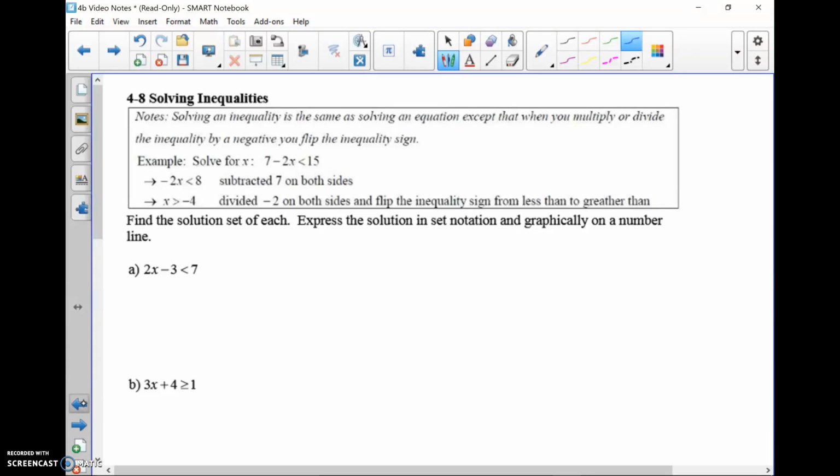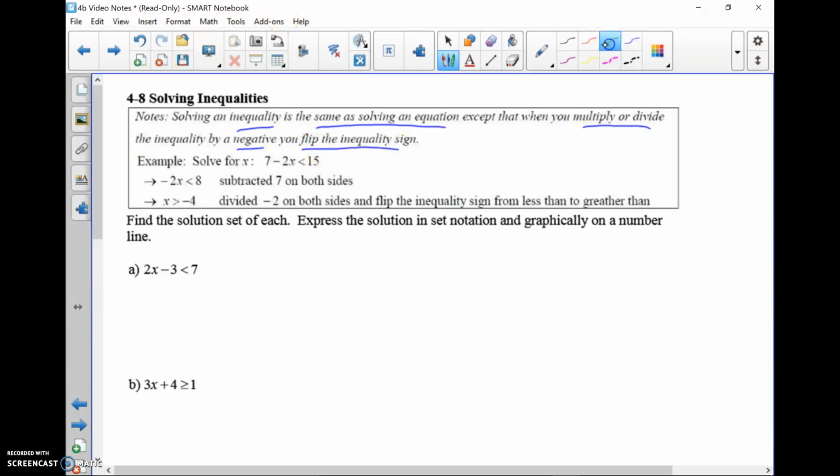So solving inequalities is really the same as solving equations, except for one really simple rule, and that is that when you multiply or divide both sides by a negative, you need to flip the inequality sign.